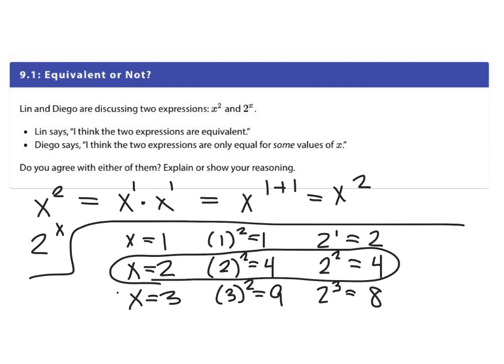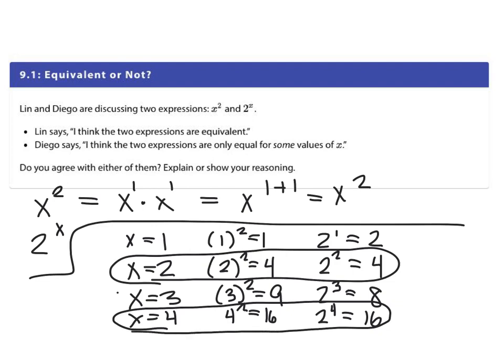So yeah, Diego says the two expressions are only equal for some values of x. It would be equal for x equals 2. But Lynn says the two expressions are equivalent, which is not correct. I believe x equals 2 is the only one that it would work for. Okay, how about x equals 4? If I put that into the first equation, 4 squared is 16, and then here we have 2 to the 4th power, which is also 16. Promise, those are the only two values of x that they're equivalent for.